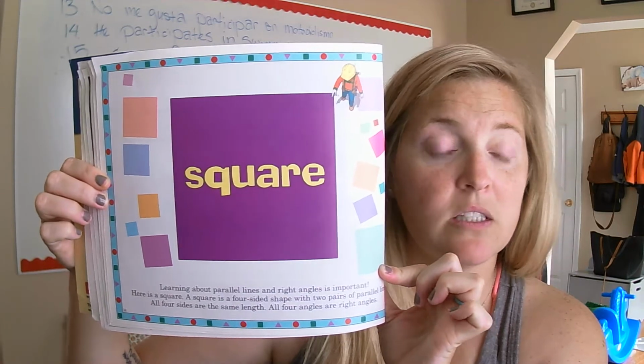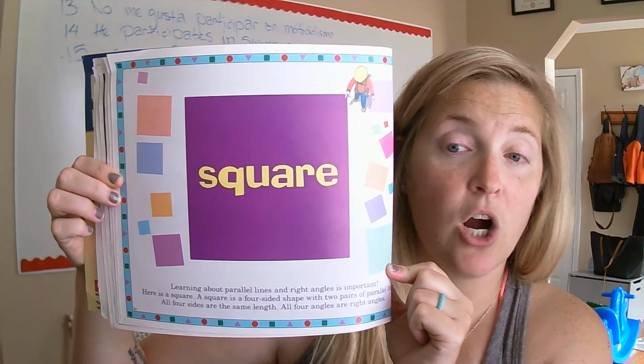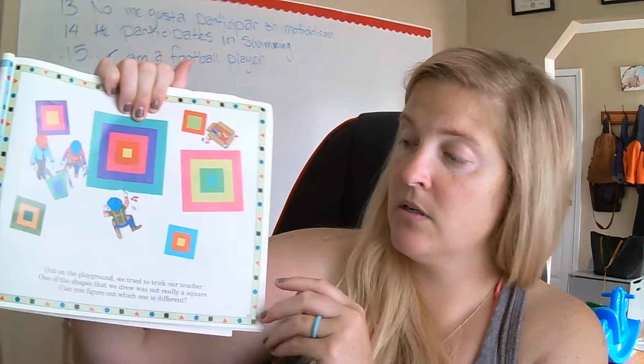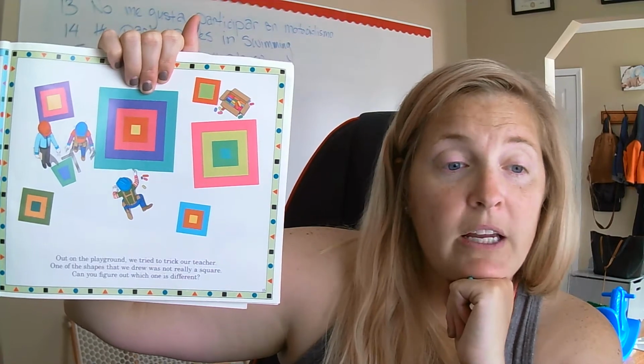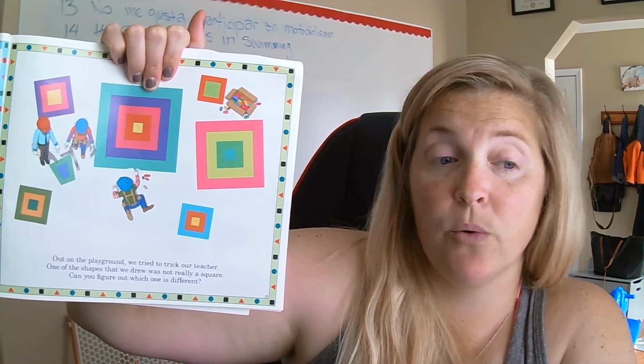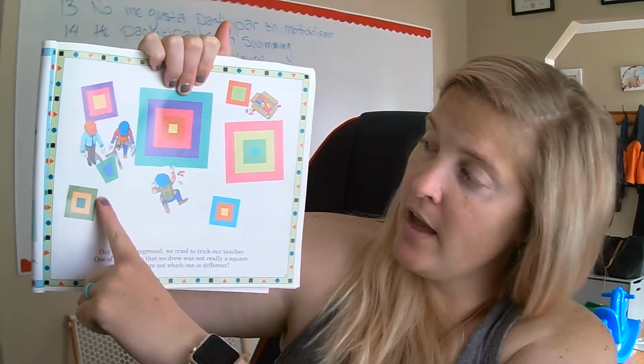Here's a square. A square is a 4-sided shape with 2 pairs of parallel lines. All 4 sides are the same length. All 4 angles are right angles. Out on the playground, we tried to trick our teacher. One of the shapes that we drew was not really a square. Can you figure out which one is different? That one, right there.